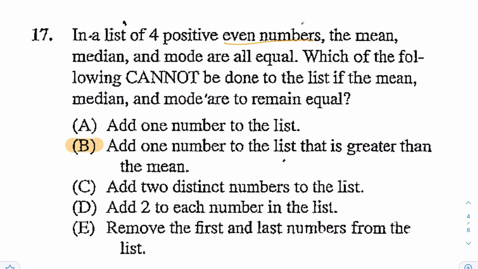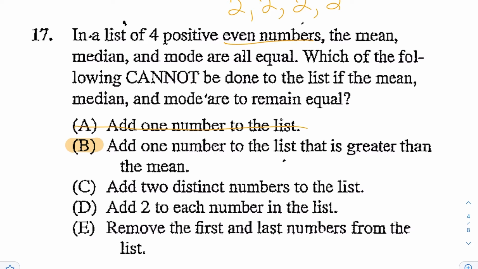So one thing to make everything easy is to pretty much make everything the same. For example, 2, 2, 2, 2. Here, the most popular number, 2, is equal to the average, which is 2. It's also equal to the median, which is 2. Now, which of the following cannot be done because you want to make everything 2? Well, can you add a number to the list? Well, yes, if you add another 2, everything will stay the same, so you eliminate that.